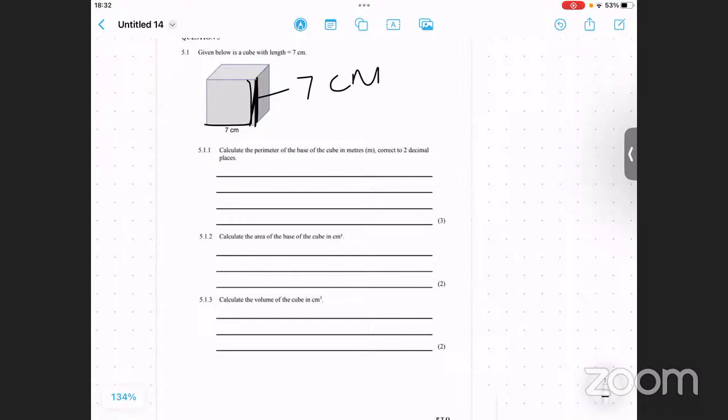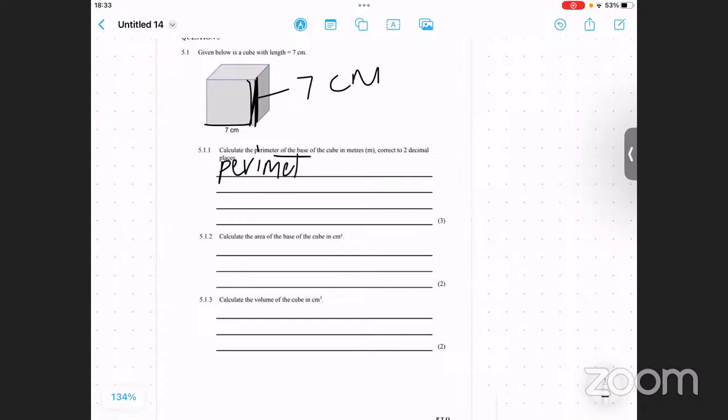So the first question they're asking us here, they say calculate the perimeter of the base of the cube in meters, correct to 2 decimal places. And how do we calculate the perimeter of a square? Because they want the perimeter of the base. The base is a square, ne? How do we calculate the perimeter of a square? What is the formula?